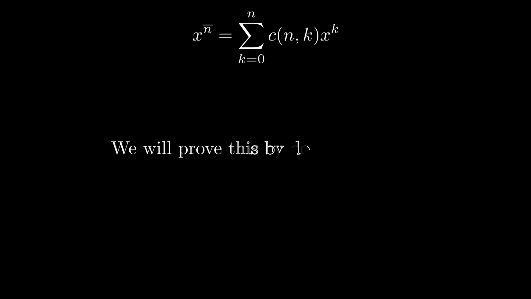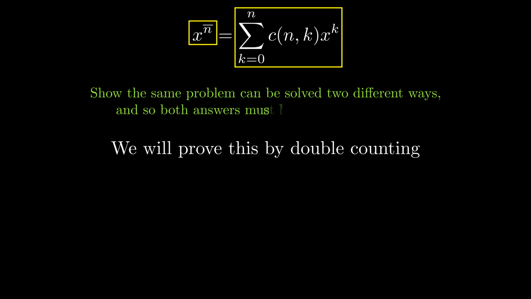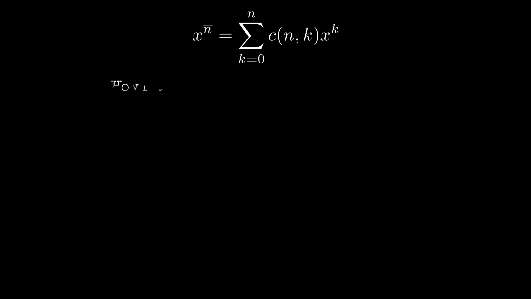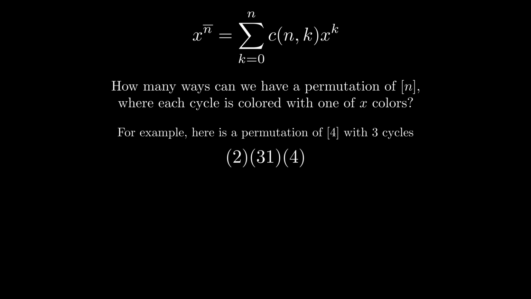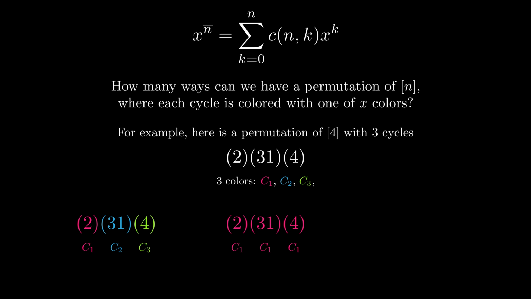We will now prove this identity by double counting, meaning we solve a particular counting problem twice, in 2 different ways, so the answers must be equal. In this case, the counting problem is, how many ways can we have a permutation of n where each cycle is colored with one of x colors? For example, here is a permutation of 4 with 3 cycles. If we had 3 colors, we could color the cycles like this, or like this, or like this. Note that we are allowed to reuse colors.